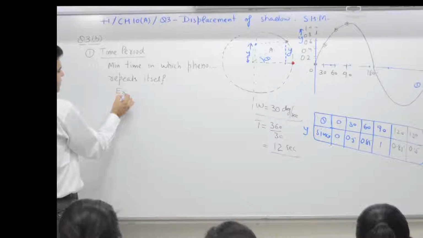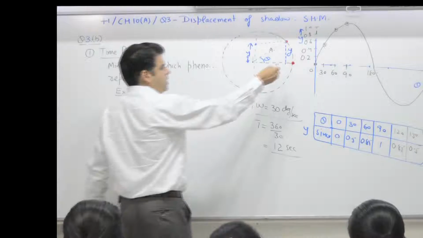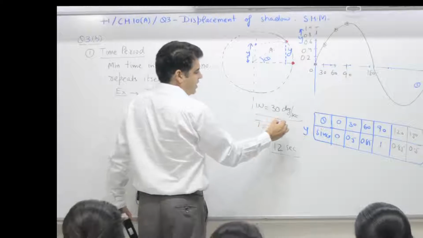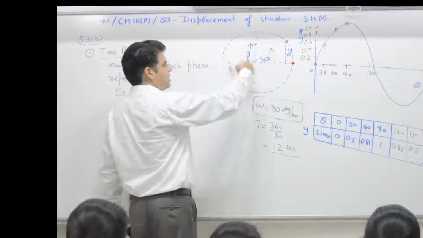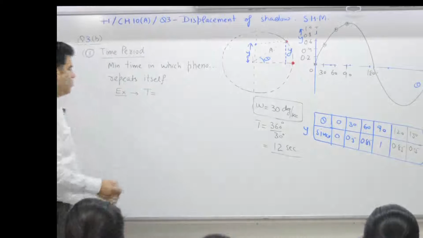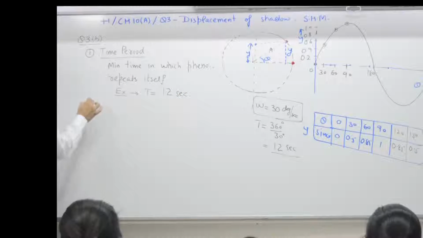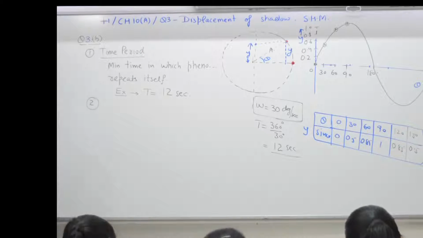Here, in this given example, time period is how much? The particle covers what angle in 1 second? 30 degree in 1 second. Angular speed is 30 degree. Particle covers 30 degree in 1 second. Total circle 360 degree divided by 30 comes out to what? 12 seconds. 1 minute to write.